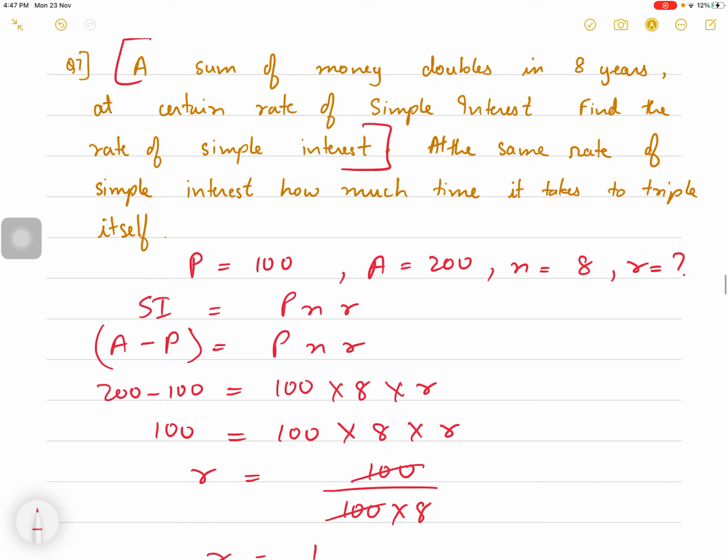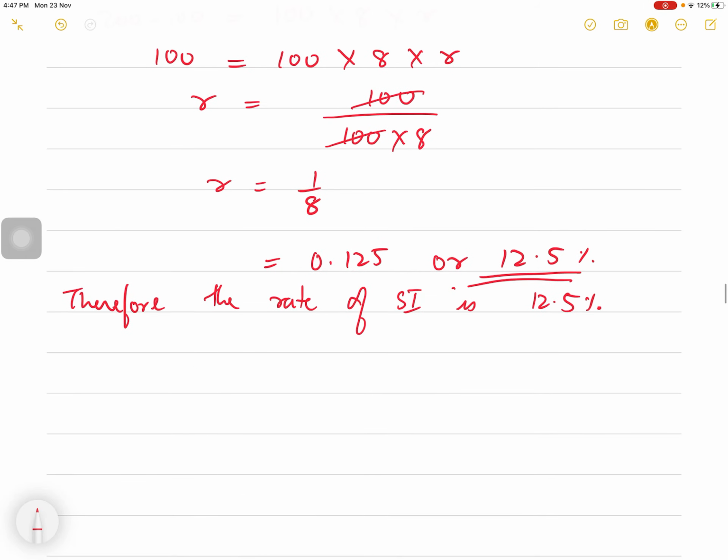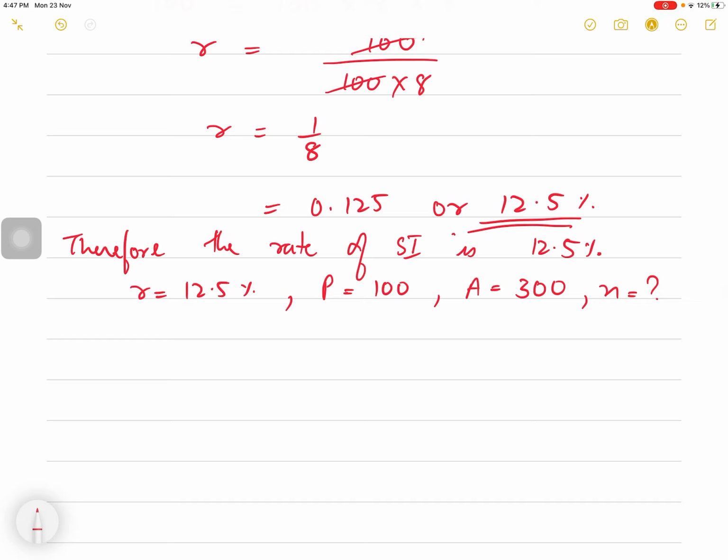In the second part, it is asked that at the same rate of simple interest, how much time it takes to triple itself. So R will be 12.5%. If principal is 100, amount will be 300. And you are supposed to find N, the period.